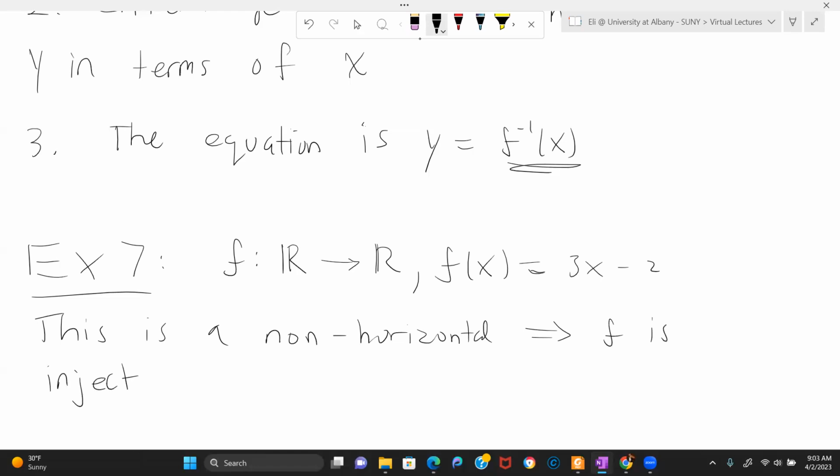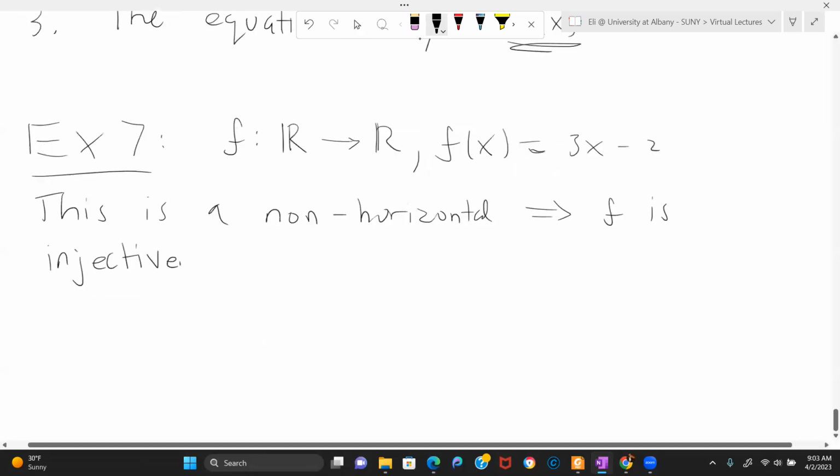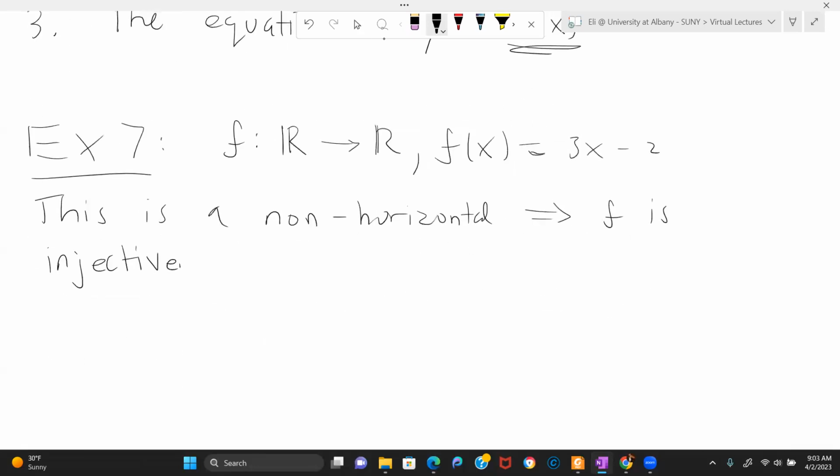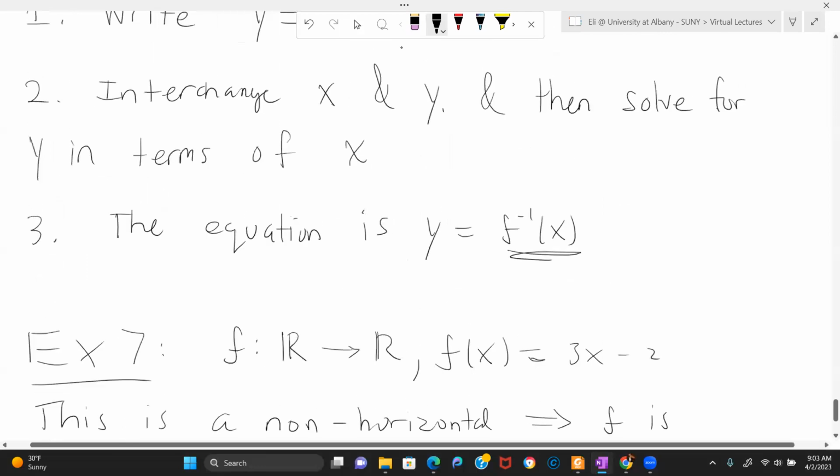If you have a non-horizontal line, angled in some way, then it satisfies the horizontal line test, right? So if you don't see that, try writing that down. Draw a non-horizontal line and show that it satisfies the horizontal line test. And so because of that, it's injective. So now let's go through the steps. So what are the steps?